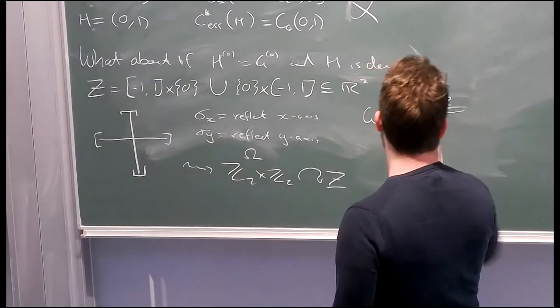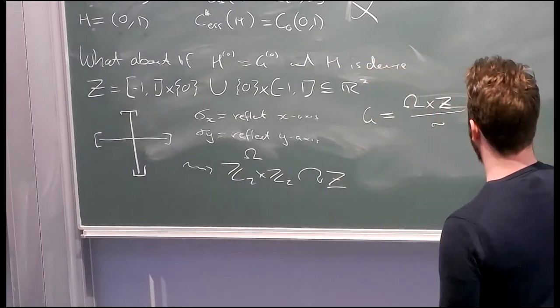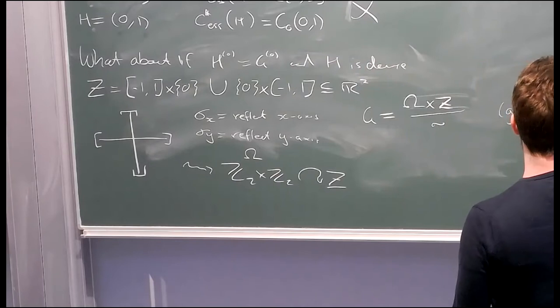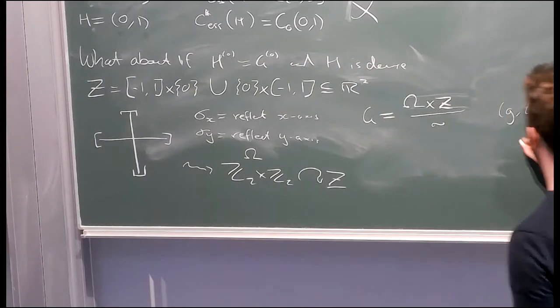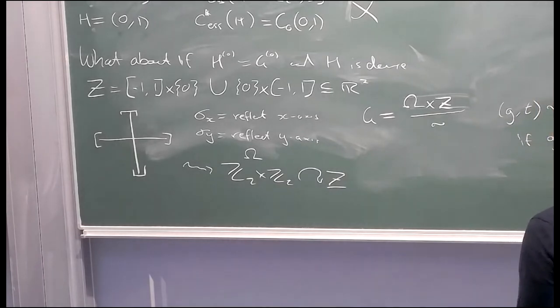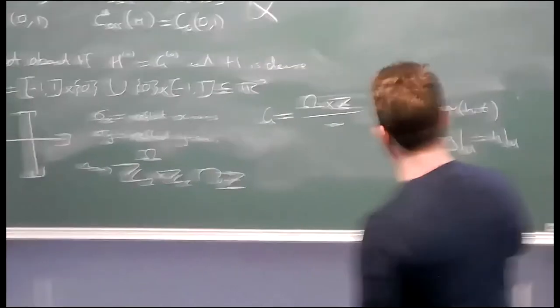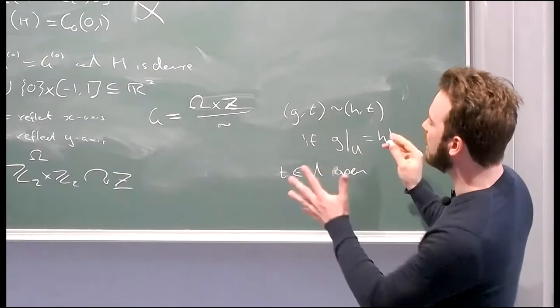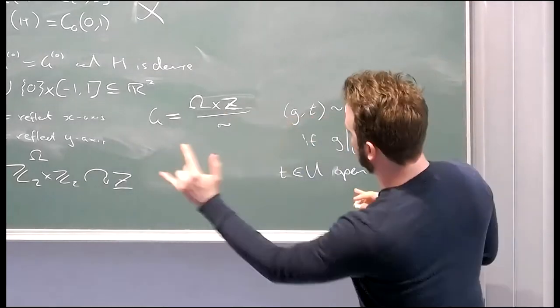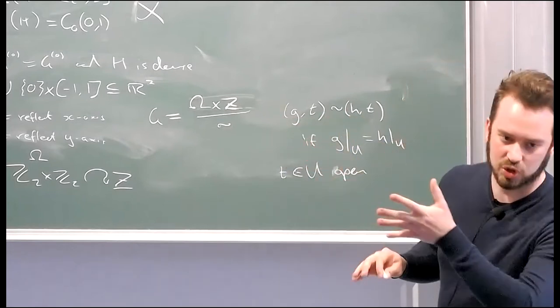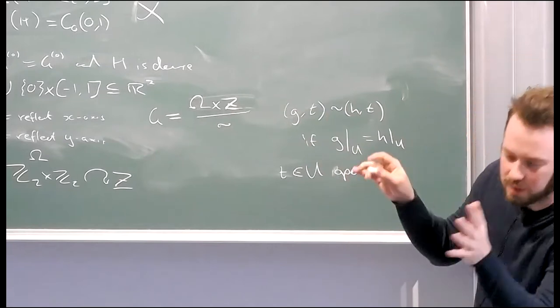And then I want to quotient out by a relation, which I'll say that G at a point T is equivalent to H at the point T. These two have to be equal if G restricted to some open set agrees with H restricted to some open set U containing T. So if I have some neighborhood of this point T in Z, which I'm acting on, where this group element agrees with this group element, then they should be the same. This is a germ relation saying, just on a neighborhood. If they agree on a neighborhood, cool.